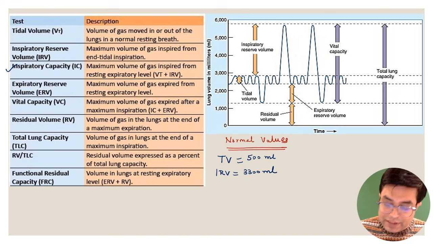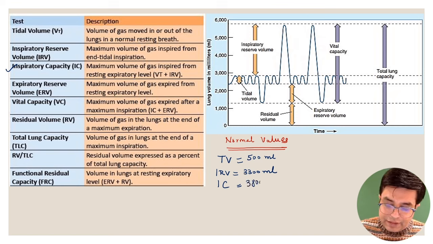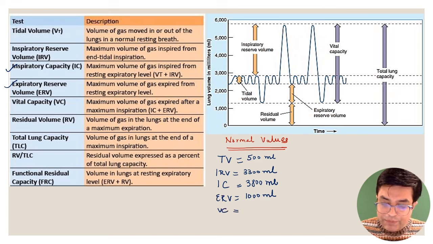उसके बाद आता है अपना कौन सा लिखा हमने? इंस्पिरेटरी कैपेसिटी. So inspiratory capacity is a combination of VT plus IRV. तो 3300 प्लस 500 कितना हो जाएगा? That will be 3800 ml, inspiratory capacity. अगला क्या है? ERV, expiratory reserve volume. So expiratory reserve volume in the patient is, you can remember a single value, it is 1000 ml. And then we have vital capacity, VC, which is a combination of IC plus ERV.